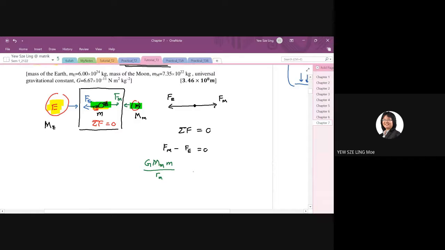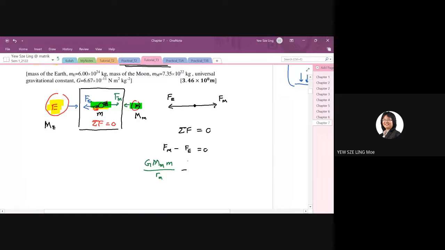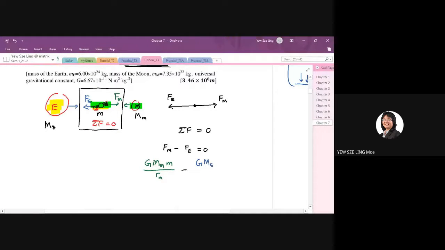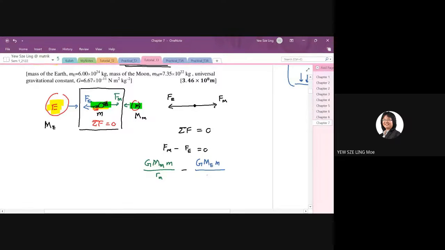And then minus what? Minus Fe, the force between the spaceship and the Earth. Again, capital letter G. Now capital letter M, and this M is for the Earth. You no longer need the moon in your second force. So capital letter M for the Earth, and then the small letter m for the spaceship, divided by Re, the distance between the Earth and the spaceship, and then equals 0.